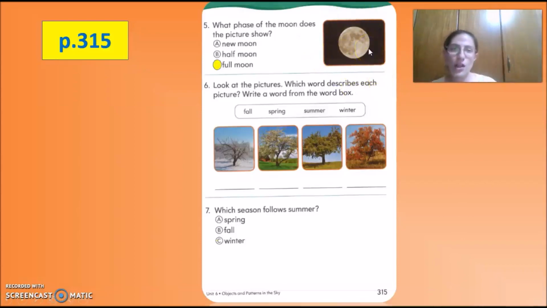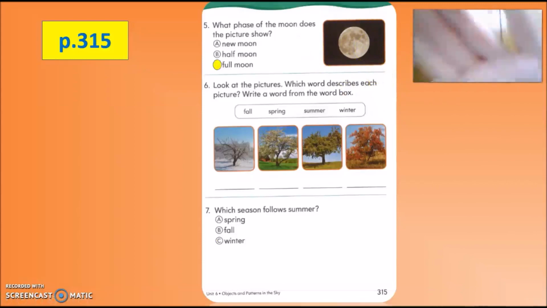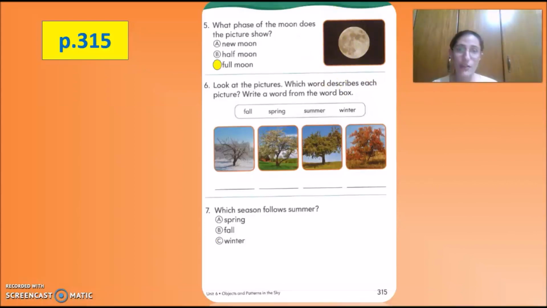If it was a new moon, we wouldn't be able to see any moon, but we could see it, right? If it was B. Half moon, we would have seen half of the moon, but we didn't see half of the moon, which means what? It is not half moon. C. Full moon. We could see the whole moon, so it is C.